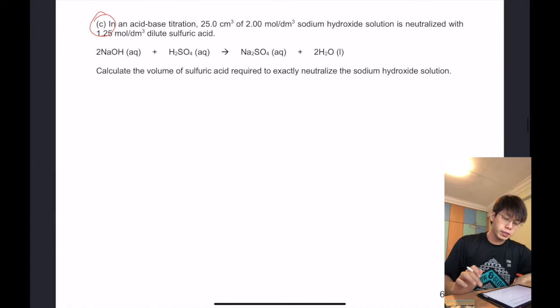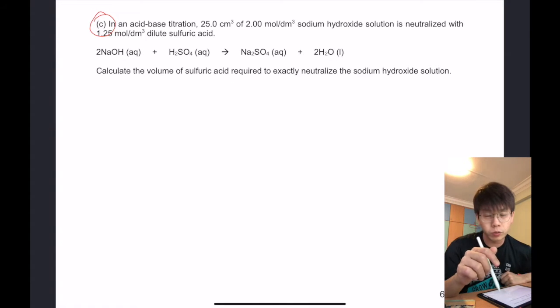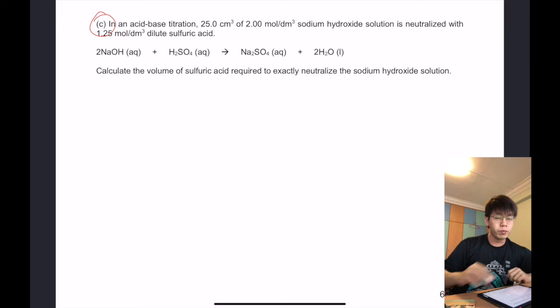In an acid-base titration, 25 cm³ of 2 moles per dm³ sodium hydroxide solution is neutralized with 1.25 moles per dm³ dilute sulfuric acid solution. And then they give you the equation here, and they ask you to find the volume of sulfuric acid. So as I told you all previously, please remember to write the working at the side to summarize the information that they've given to you.